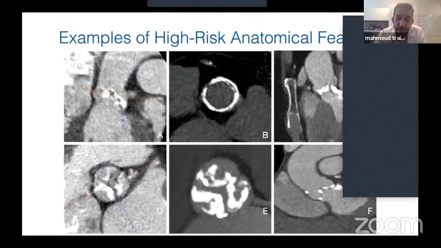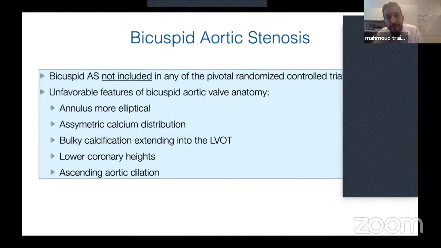So when we're making these decisions on these patients, we can't make a blanket approach to all the patients. I'd like to spend a little bit more time in these next few minutes just talking about bicuspid aortic valve. And like I mentioned, bicuspid valves were excluded from all the pivotal low-risk randomized trials, and even the intermediate and high-risk trials, they were excluded.